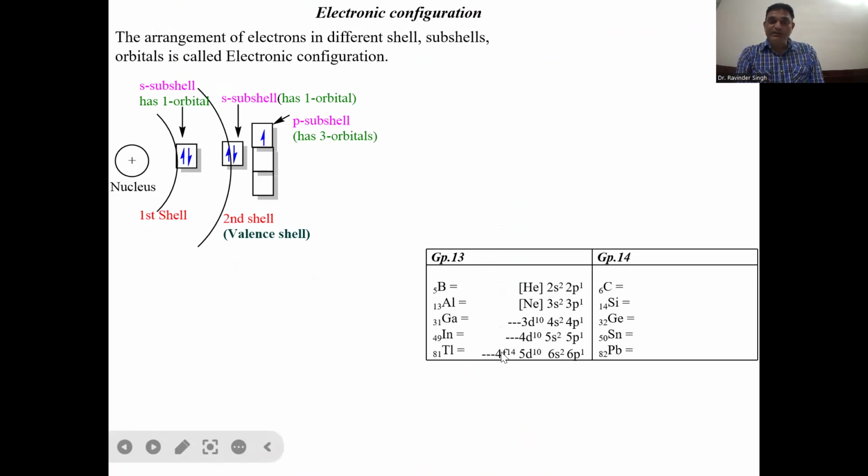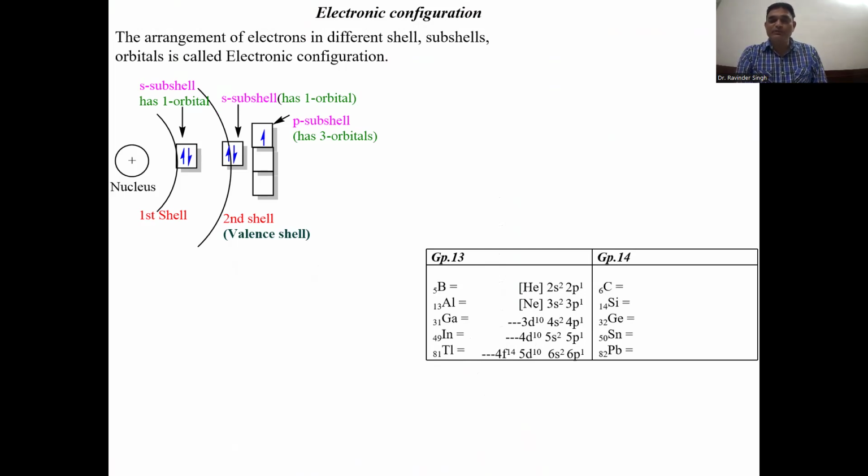And before that, in the case of gallium, there is 4p, after 4p, 4d and 4f. 4f is also filled here. So the filled f subshell is present in the case of thallium, not in the ones above. So that's the basic fact you have to learn.